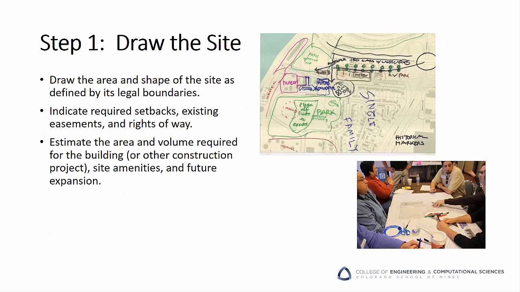Let's walk step by step through a typical site analysis process. The first step's always going to be drawing the site. This is best done outside of CAD. Draw the area and shape of your site, and mark setbacks, easements, and rights of way. Estimate the area and volume required for the building or other construction elements that you know about. And leave a little room around the edges to capture important items that might happen just outside the boundary of your project. You'll come back to this drawing often, and will likely end up developing several different proposed layouts as the site analysis continues, so don't get too attached to your first pass.